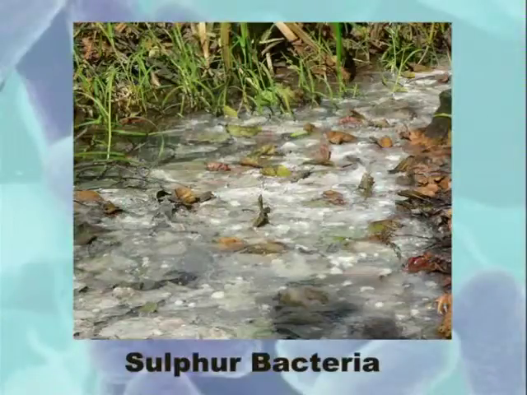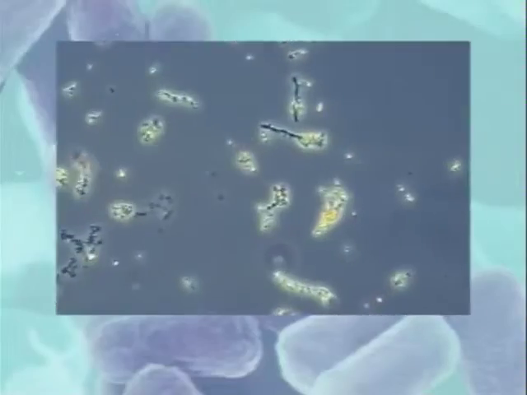First, sulfur bacteria. Such bacteria occur in sulfur-containing terrestrial and aquatic environments. They derive energy by oxidation of reduced sulfur compounds. Then we have iron bacteria.